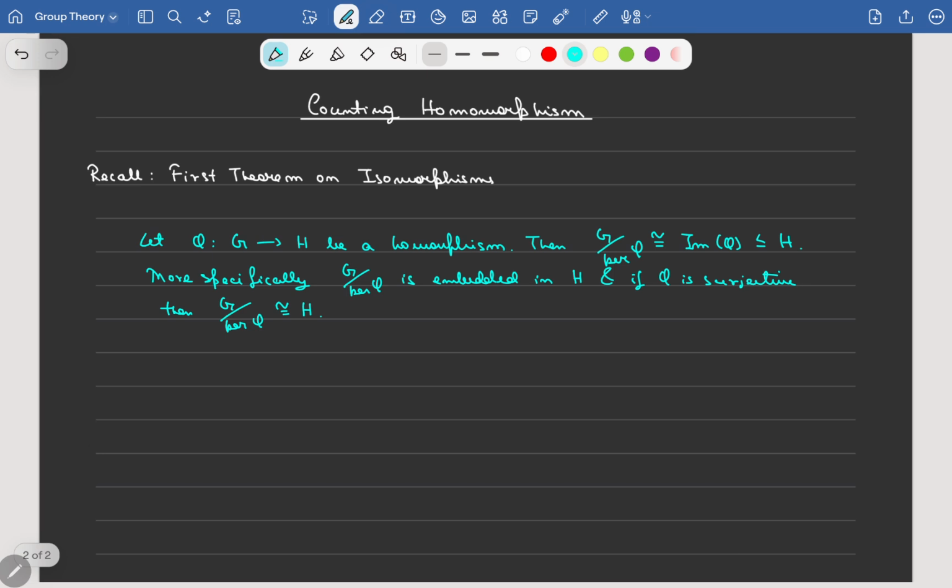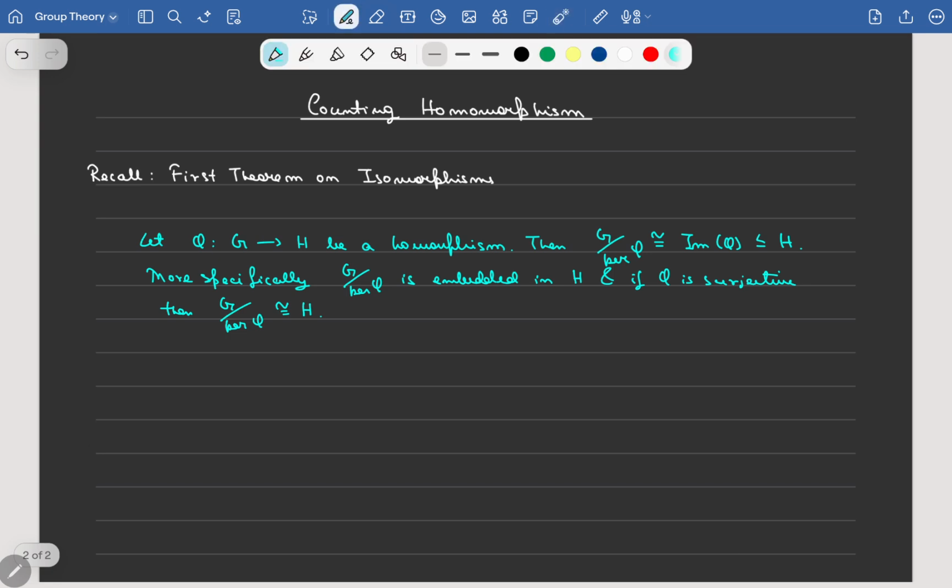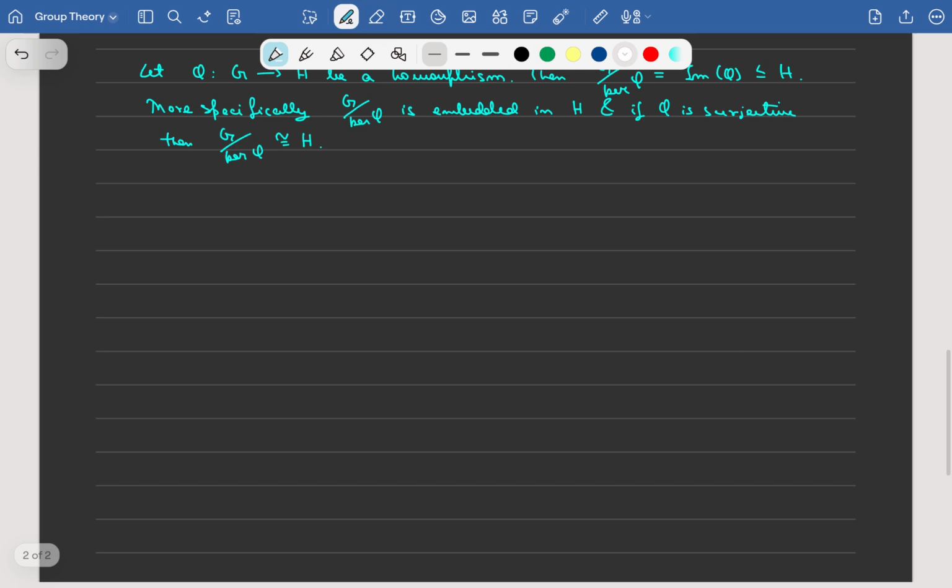The first theorem of isomorphism typically ends there, and the later portions are quite immediate observations from the first theorem of isomorphism. And let us first produce the algorithm for counting homomorphisms from a group G to a group H. So please focus on this particular thing.